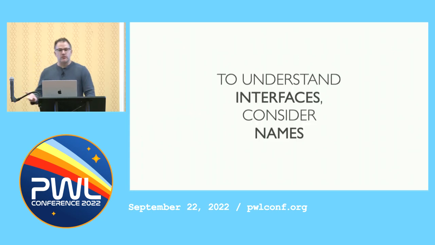And so to think about interfaces, I think the most useful perspective is to look at the most common kind of interface, which is names. A name might point at a value, it might point at the implementation for a function or a class. We can change those values, we can change those implementations, but the name remains the same.